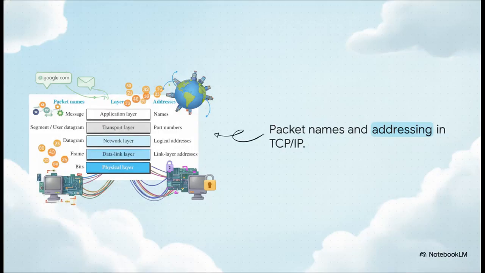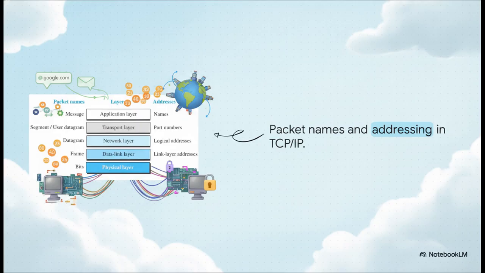To make sure all those digital envelopes actually find their way through the massive, chaotic global network, we rely on a very strict, multi-layered system of addressing. Just as each layer has its own data unit, every layer has a distinctly different address type that it relies on. At the very top, the application layer uses human-readable names like google.com or your email address. The transport layer uses port numbers, like port 80 for web traffic, to make sure the data goes to the correct running process on your machine.